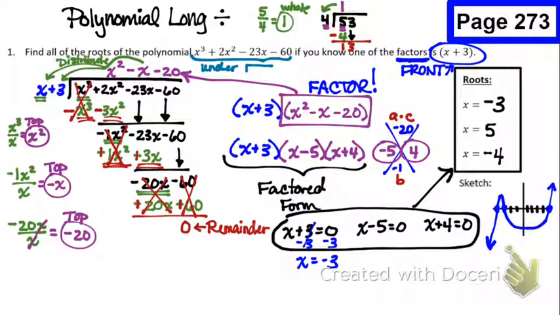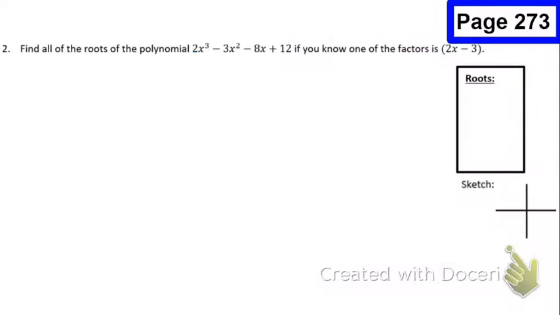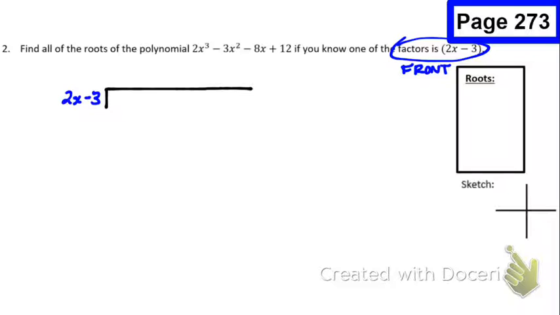What's the part that's going to go out front on the next problem? 2x minus 3 goes out front. Factors go in the front. So 2x minus 3. What's going to go underneath the long division sign? The long part. 2x cubed minus 3x squared minus 8x plus 12.